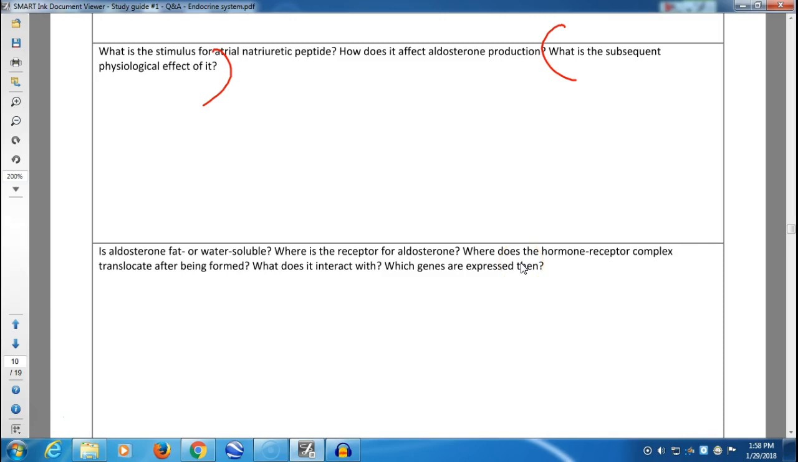Aldosterone is fat soluble. Receptors in the cell. Hormone goes in, the complex goes into the nucleus, binds to DNA, and expresses the genes that help to retain sodium. So essentially, the sodium-potassium pump and sodium channels. Does that make sense?